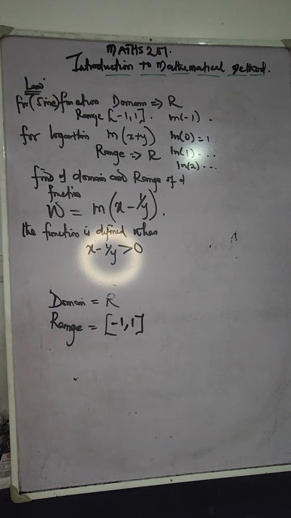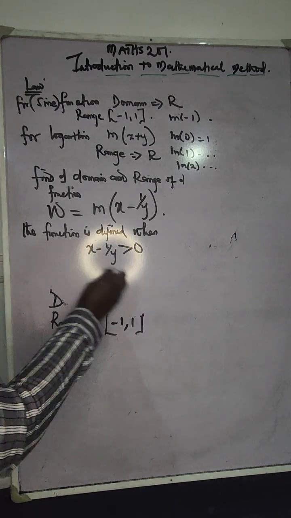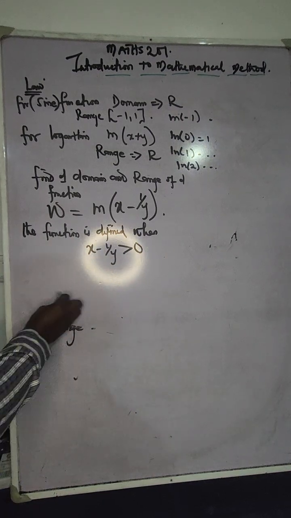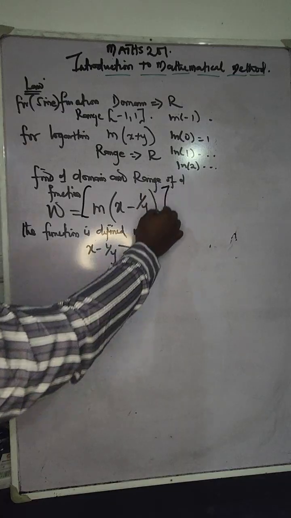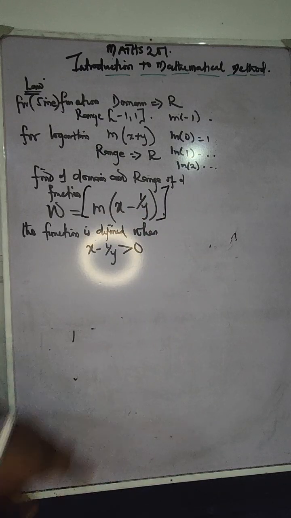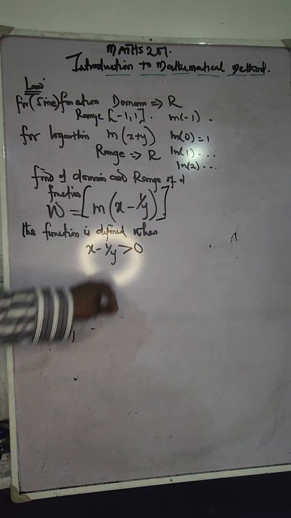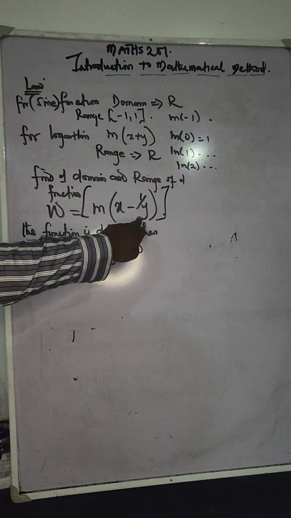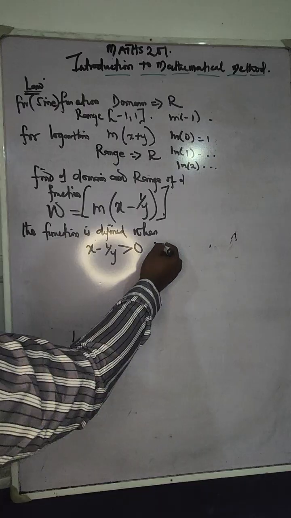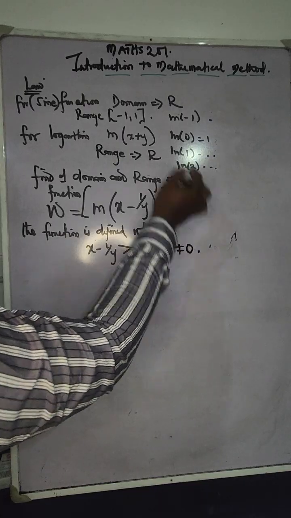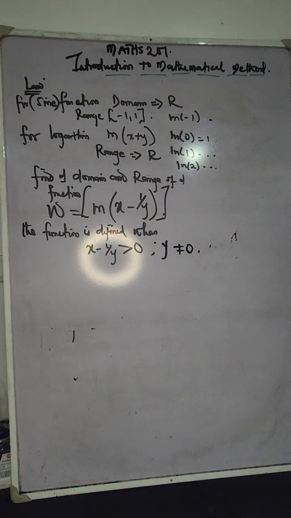So now, there is another condition that exists in this particular function. The condition is that y should not be 0, because if y is 0, you're going to have 1 over 0, and that is a very big problem. We don't want y to be 0, because 1 divided by 0 is an error. So another condition is that y should not be 0.